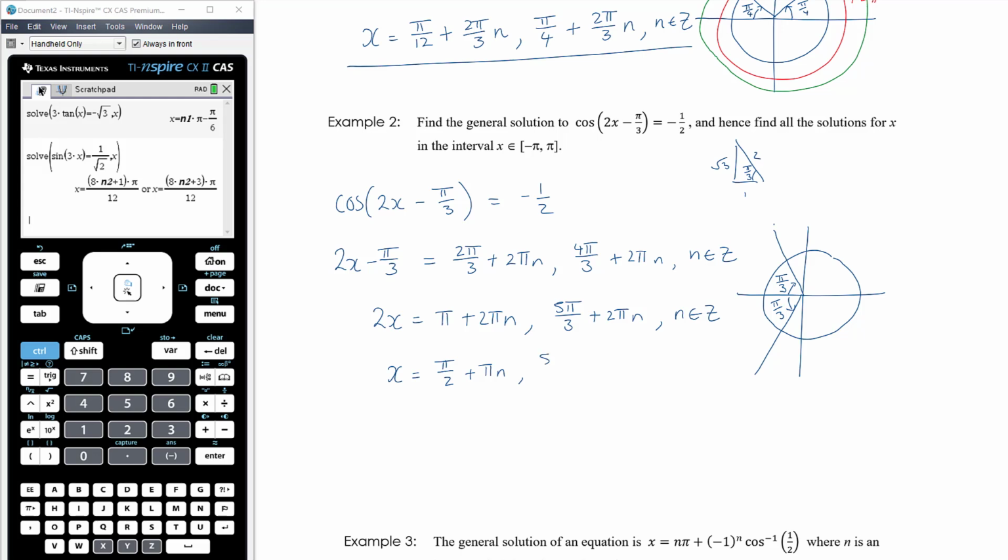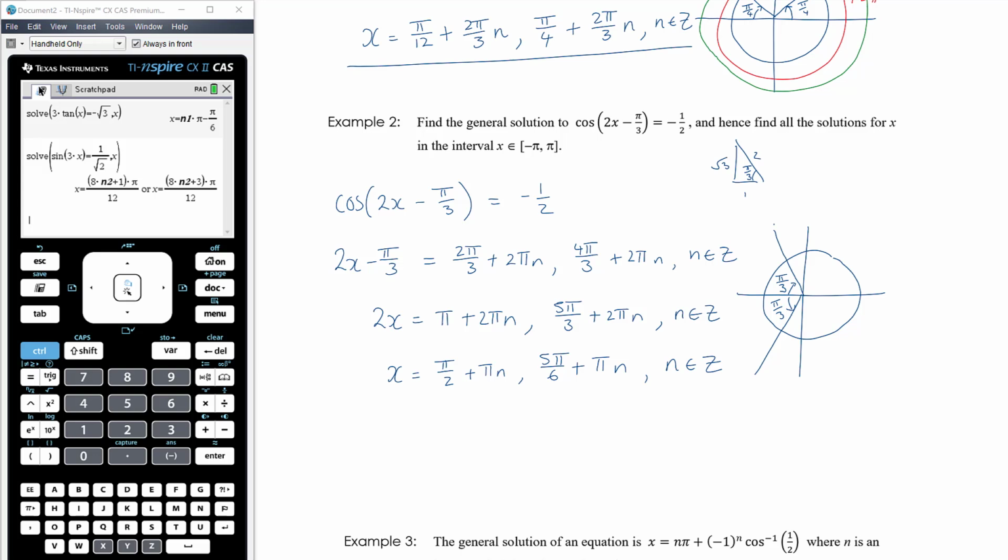and we're going to have, that will be 5 pi on 6 when we divide it by 2, plus, dividing that by 2 as well, pi n. And again, the pi n is because the period of this graph is pi, and so once we find one solution, to find the next solution, we're adding on a period, a multiple of the period, or subtracting a multiple of the period. Okay, so n is an integer. Alright, so there's our general solution.